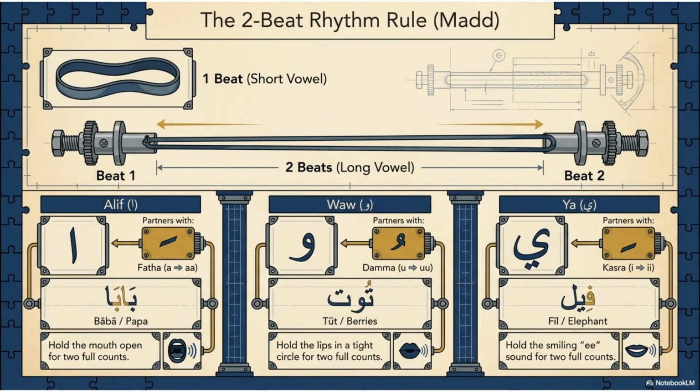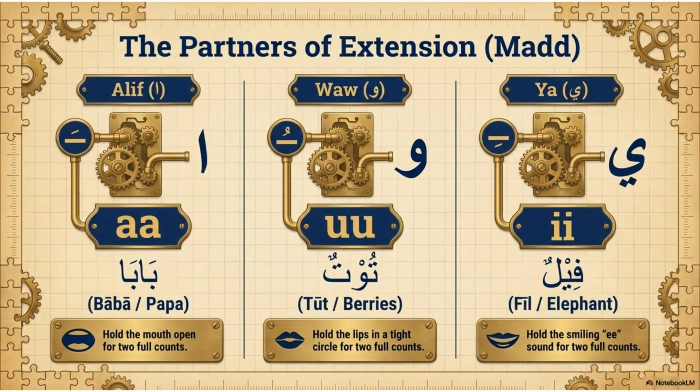So Alif partners with Fatha for a 2-beat ah sound. Waw partners with Dammah for a 2-beat oo sound. Ya partners with Kasra for a 2-beat E sound. These are the partners of extension: Alif, Waw, and Ya.